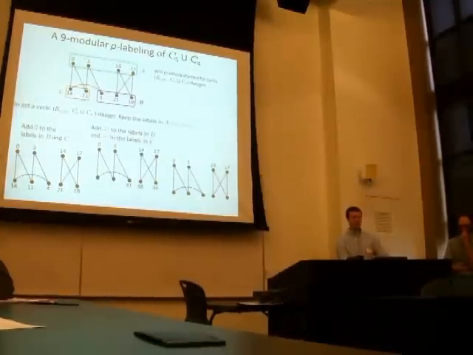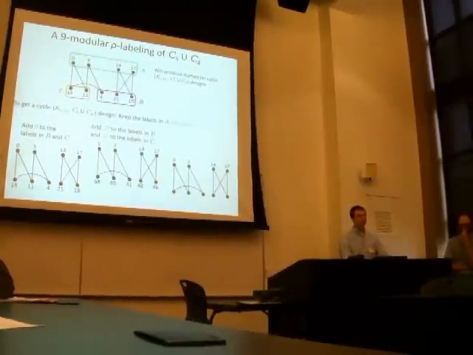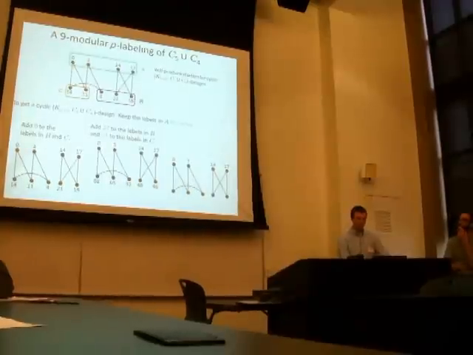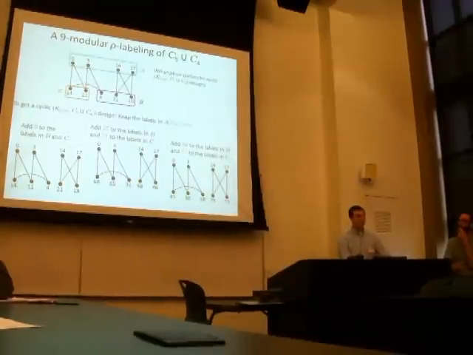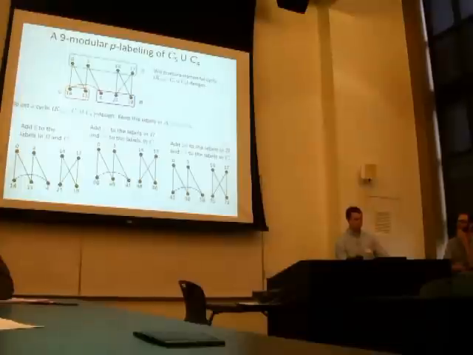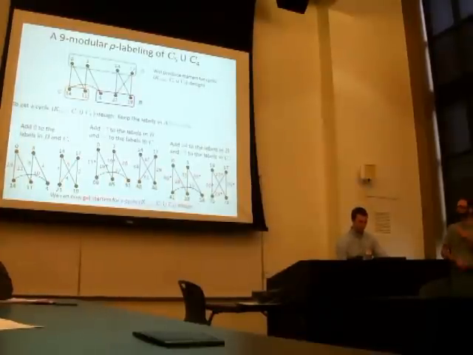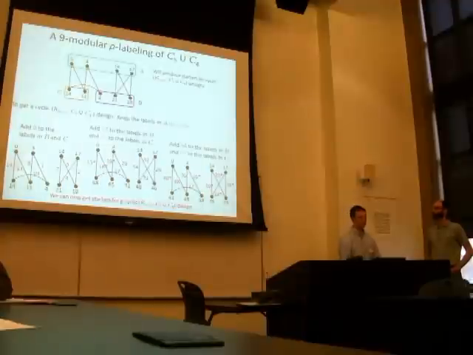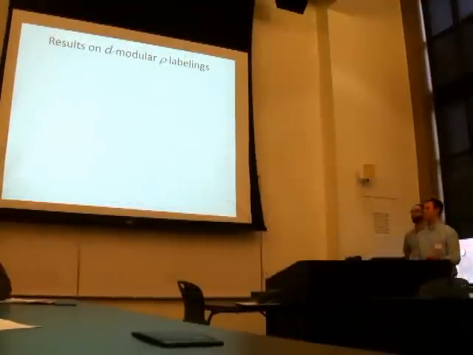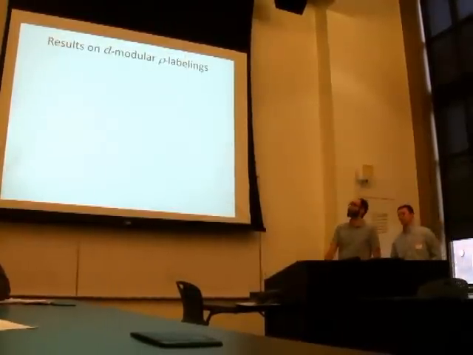Now in the second copy, we add 27 to the labels in B and 54 to the labels in C. And in the third, we add 54 to the labels in B and 27 to the labels in C. And Eric is going to talk more about our particular research. So that was all the background to what we actually did this summer.